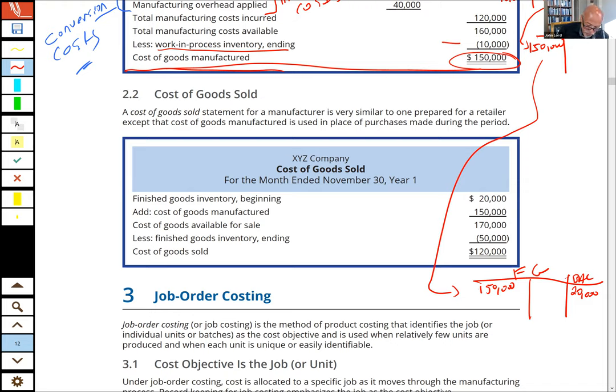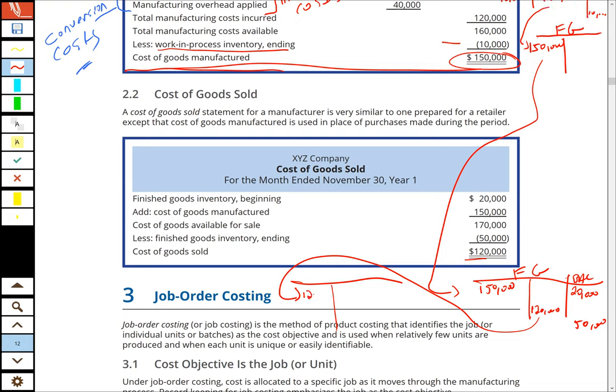And then we had our cost of goods sold, which is 120,000. So that's the stuff we sold. And therefore we should be left with 50,000. Okay. Now, of course, what we credit to finished goods gets debited to what account? Cost of goods sold. Good.